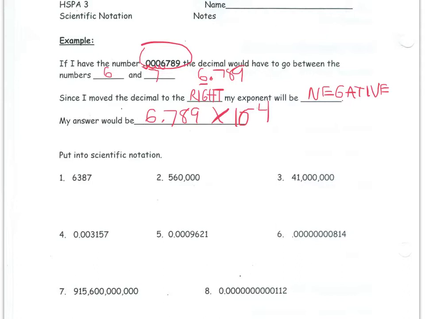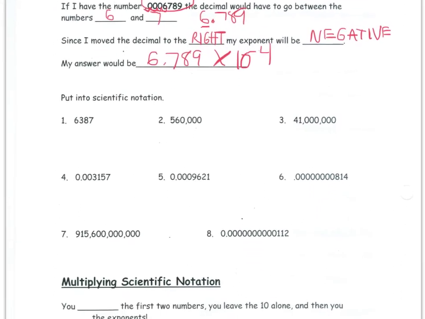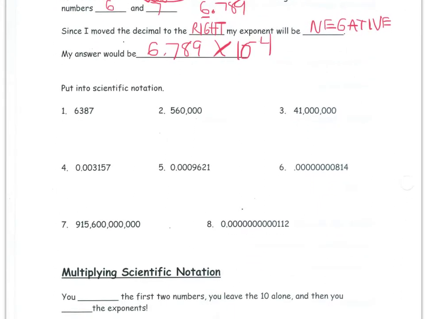Now you can see the problems right here, 1 through 8. I would always ask yourself this: is the number very big? If the number's big, when you put it in scientific notation, the exponent has to be positive. If the number is very, very small, then the exponent has to be negative in scientific notation. If I look at number 1, this is a big number, 6,387. So I'm going to put plus. That means the exponent's going to be positive.